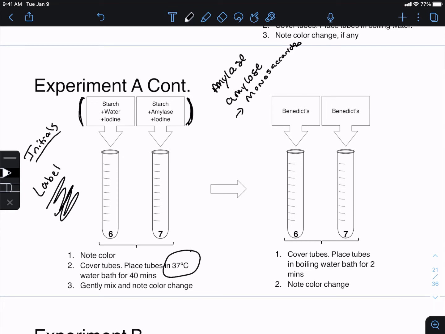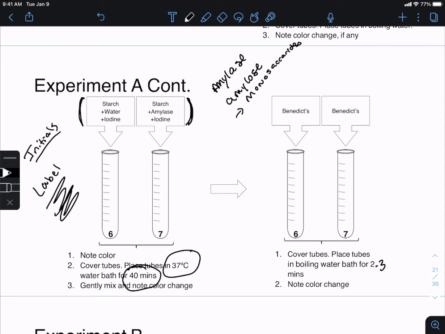Once you've incubated these for 40 minutes, again, pay attention to timing here. It's going to take you a few minutes to get everything set up, then you're going to do it for 40 minutes in the water bath. Once you've done that, you're going to take these out of the water bath, shake them gently, and observe their color. Then you're going to add your Benedict's to them and boil them in water for 2 to 3 minutes. From there, you're going to pay attention to color change.